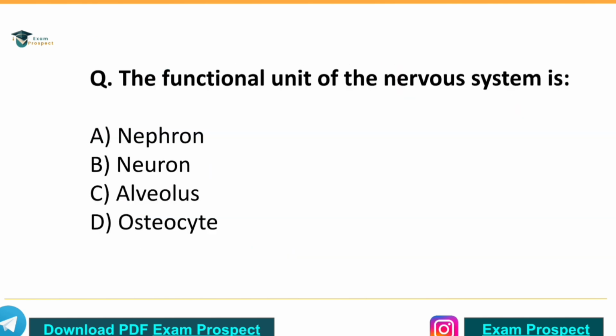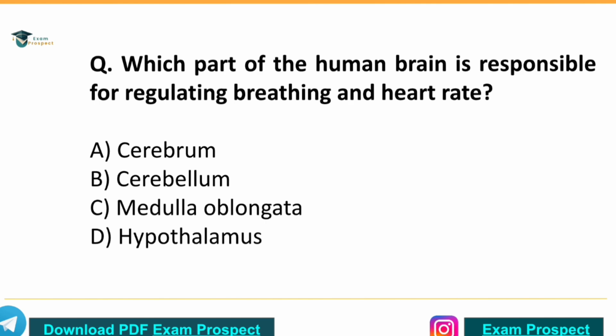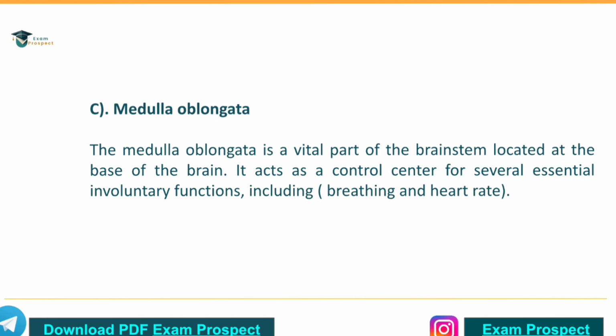Next question. The functional unit of the nervous system is? Correct answer is option B, neuron. Next question. Which part of the human brain is responsible for regulating breathing and heart rate? Correct answer is option C, medulla oblongata. The medulla oblongata is a vital part of the brain stem located at the base of the brain. It acts as a control center for several essential involuntary functions, including breathing and heart rate.